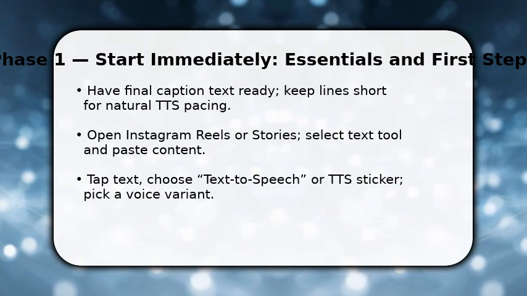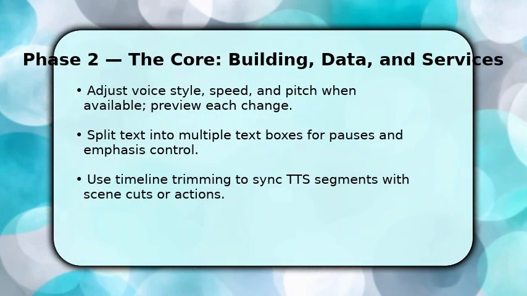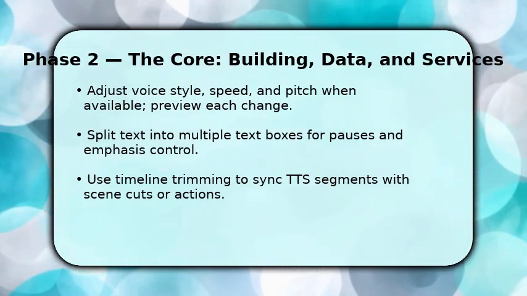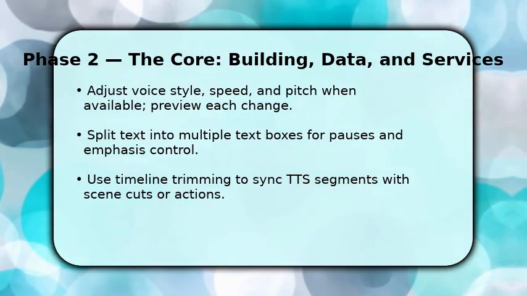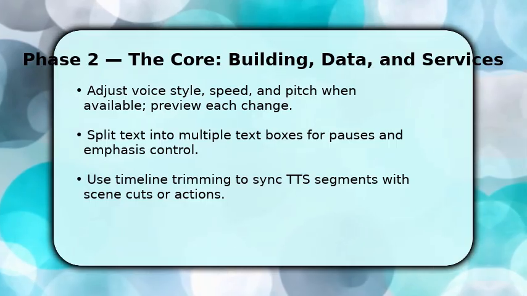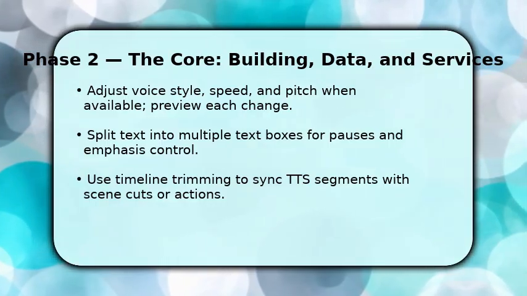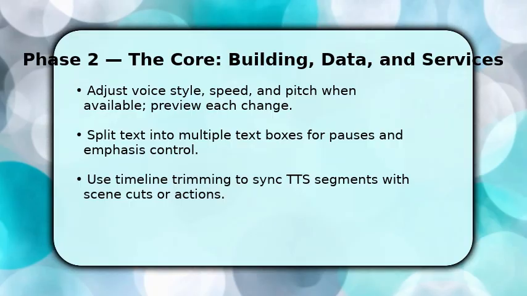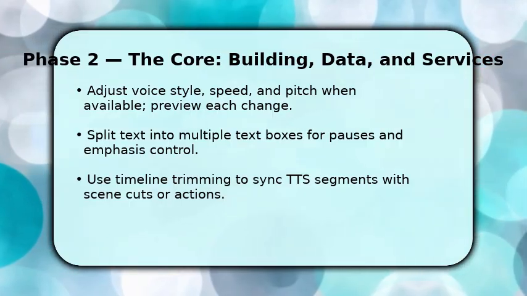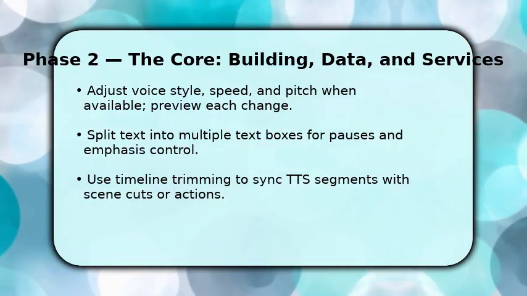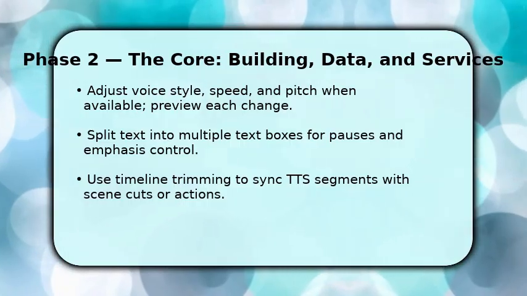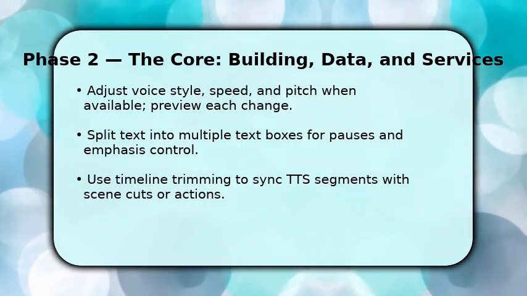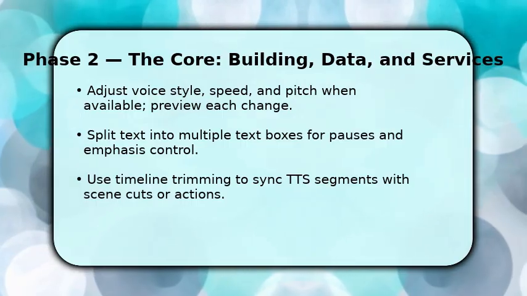Now refine how the speech lands. Pick voice style and tweak speed or pitch if Instagram exposes those controls. You should split longer copy into multiple text boxes. That gives you precise pauses and emphasis, so keywords hit with impact. Make sure to preview each segment, then use the timeline to trim clips and align each TTS block with scene changes. This ensures narration follows on-screen actions. If you want more variety, create separate clips for different tones.